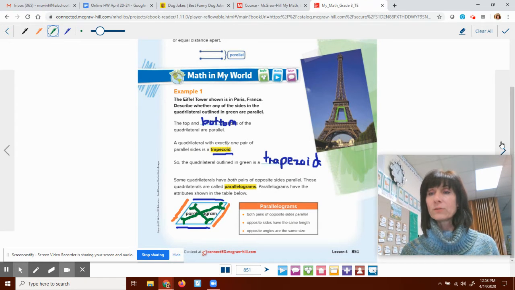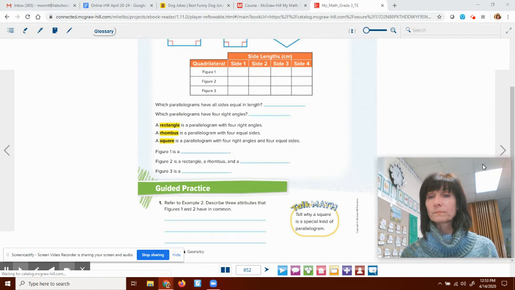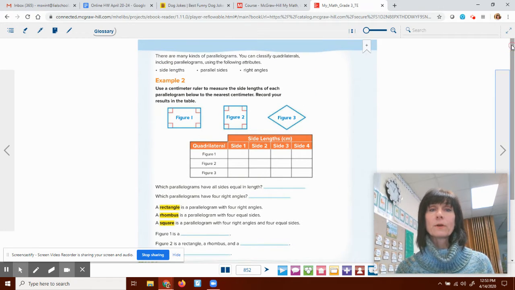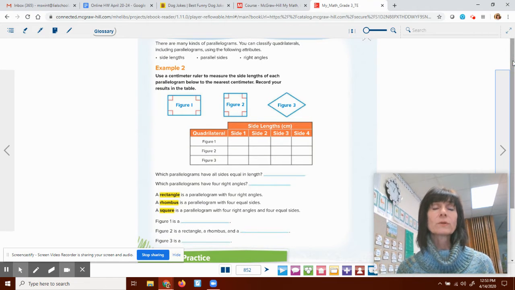Let's go ahead and turn the page. On the next page, we have, there are many kinds of parallelograms. You can classify quadrilaterals, including parallelograms, using the following attributes. And we've talked about attributes and characteristics, sides, angles, and now we have something new, parallel sides. So I can say my side lengths, my parallel sides, and my right angles.